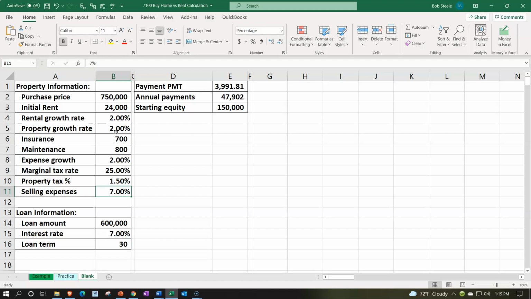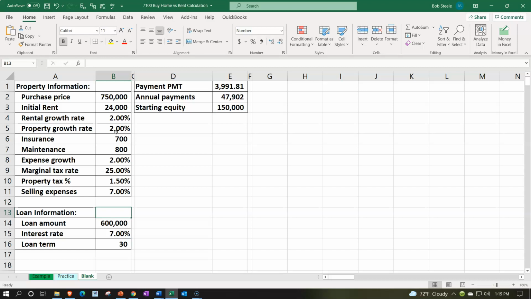Selling expenses, we're going to say are 7% to sell the property. So when we think about the home purchase, obviously to realize the gain in the equity in the property, if we had to actually realize it, we'd sell it, and we'd have to take on the selling expenses.